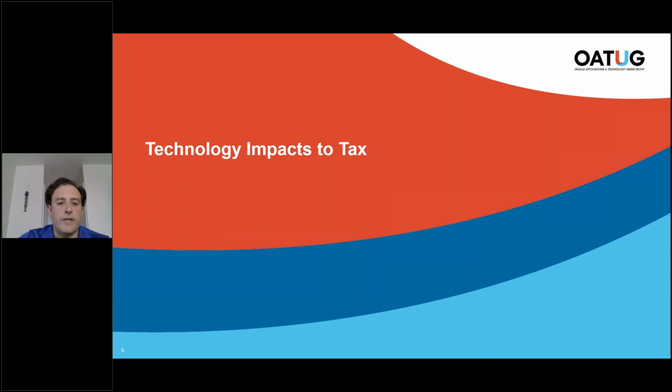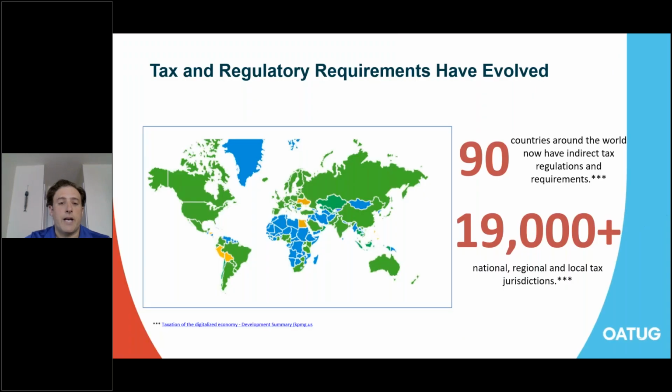So how does all of this impact tax? I think that there are very significant impacts to tax with all of these. And if we just take a look at the regulatory landscape that exists today, you can see around 90 countries have transaction tax regulations with over 19,000 plus taxing jurisdictions. And in a lot of countries, that means counties, particularly in the US, counties and cities, and even things like transportation districts have taxing authority to charge transaction taxes within their jurisdiction.